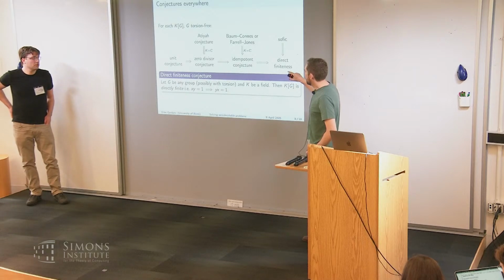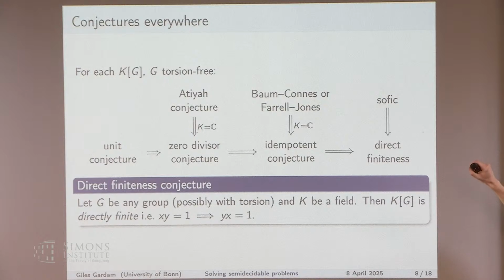Each of these arrows is for a fixed K and a fixed G. Oh. And if I also know that K is the complex numbers, then I get that. It's a weak arrow. Okay. So maybe there are counterexamples to the zero divisor conjecture for which Atiyah is true, but actually for a lot of the groups for which we know Atiyah is true, we know the zero divisor conjecture is true regardless of the characteristic.